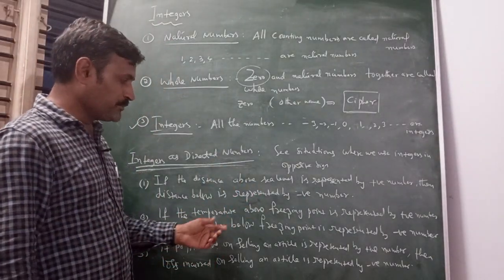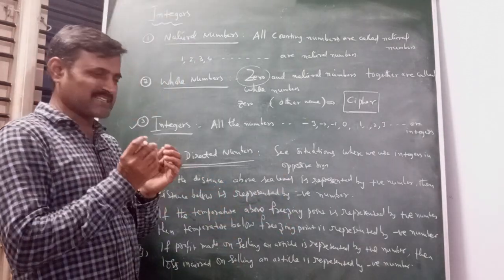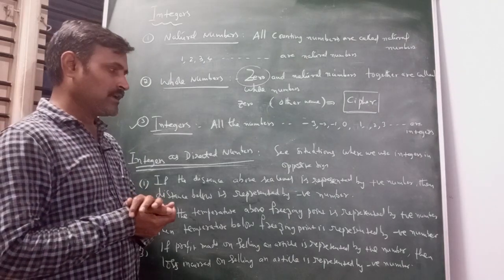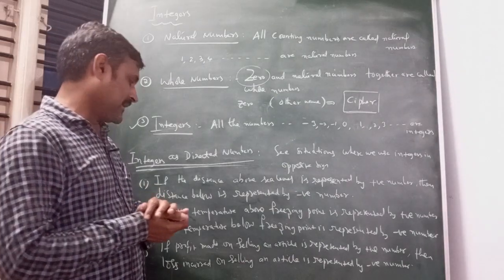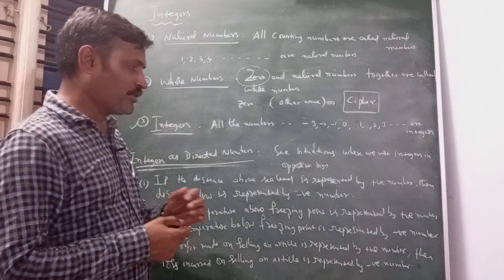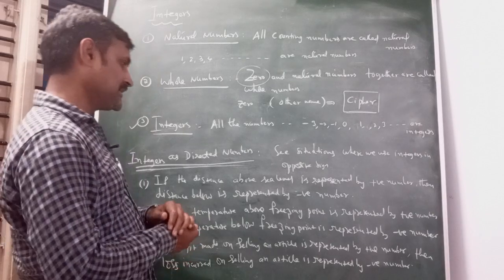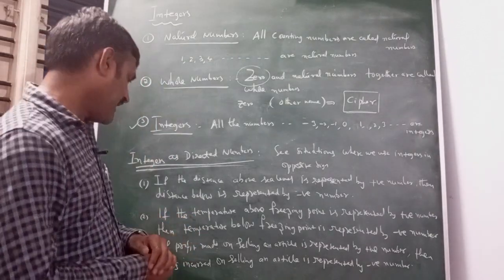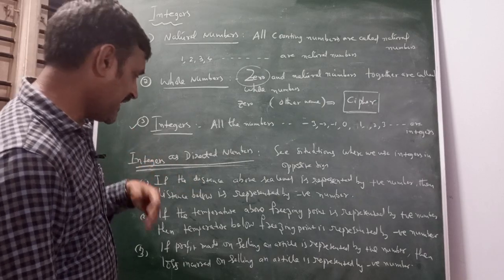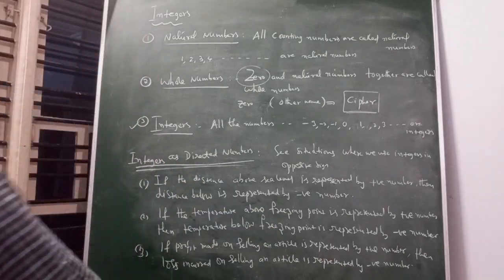Then the temperature below the freezing point is represented by a negative number. So if you just observe, say 13 degrees is the freezing point of a substance. Then if 14 degrees is given, the 14 is above. So 1 degree above the freezing point is a positive value, whereas temperature below the freezing point is represented by a negative number.